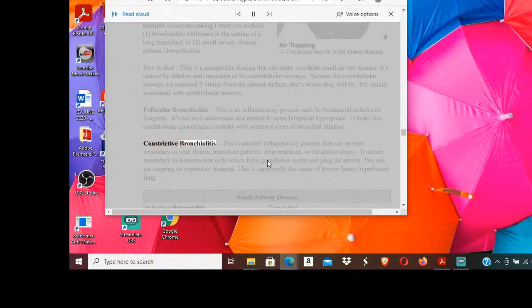Constrictive bronchiolitis, this is another inflammatory process that can be seen secondary to viral illness, transplant patients, drug reactions, or inhalation injury. It occurs secondary to mononuclear cells which form granulation tissue and plug the airway. You see air trapping on expiratory imaging. This is supposedly the cause of Swyer-James hyperlucent lung.